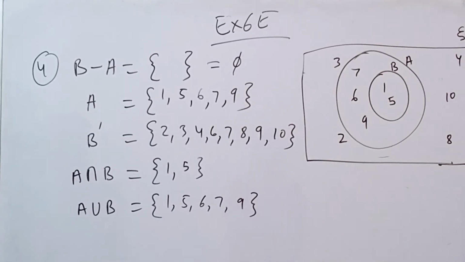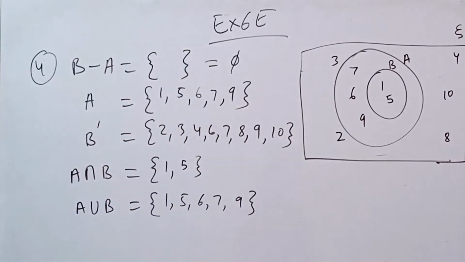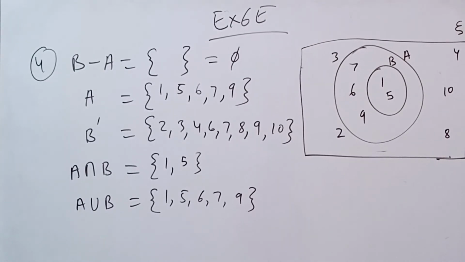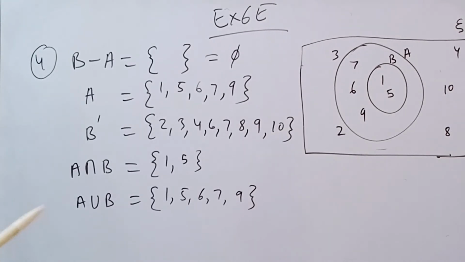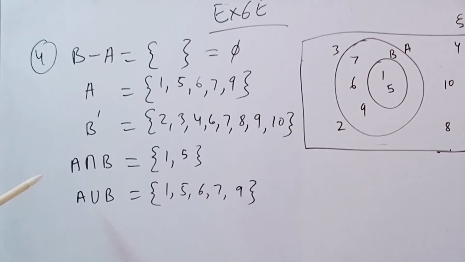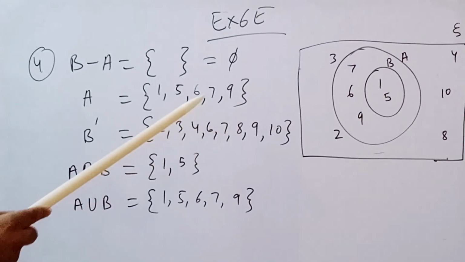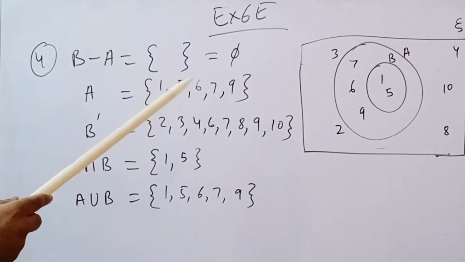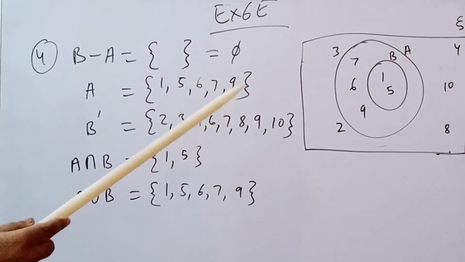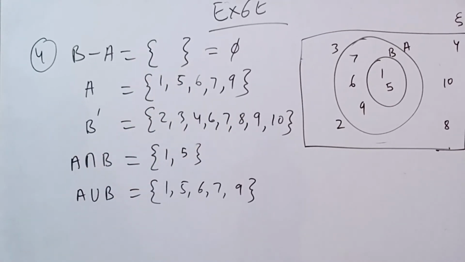Children, I am taking question number 4, in which the set is given. Here are the Venn diagrams, and we have to find B minus A, complement of B, A intersection B, and A union B. First just see what is given. The universal set is given: 2, 3, 4, 5, 6, 7, 8, 9, 10, and 1 also is given. So up to 10 numbers are given in the universal set, 1 to 10.